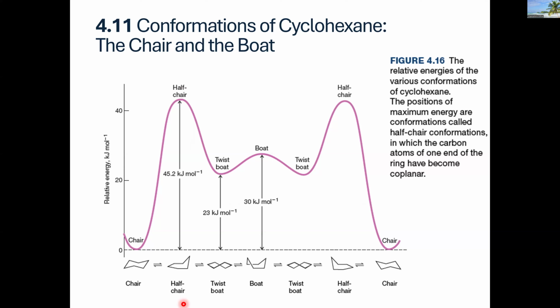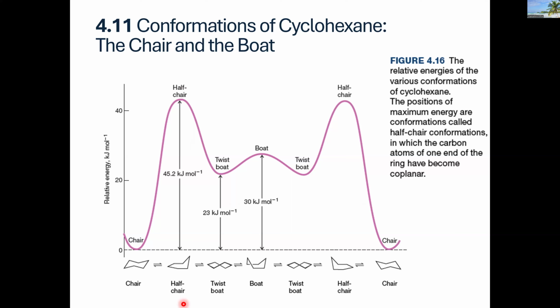So the potential energy increases, and you move again. When you rotate here, you have the boat conformation. This is more strained than the twist boat, so the potential energy increases. Then you rotate again, back to the twist boat. Rotate again, you have the half chairs, and the potential energy increases again. Rotate again, and you have the chair conformation. So the most stable one is the chair conformation.